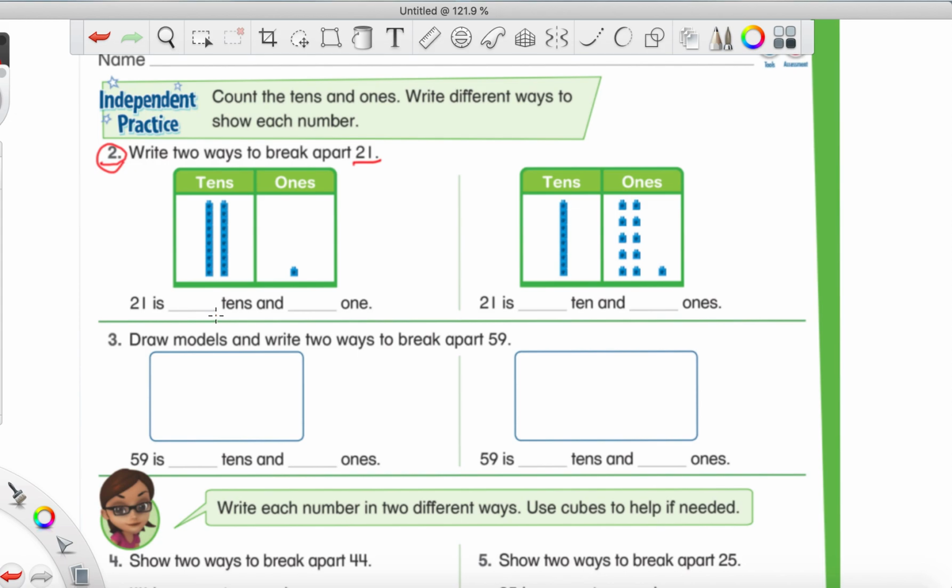So just remember, the first part is our tens, that first space. The second space is the ones, and that is on both parts of the problem.